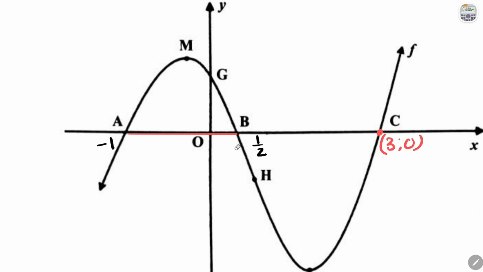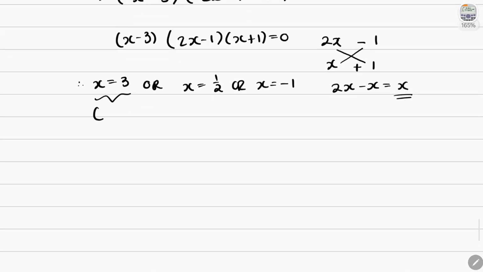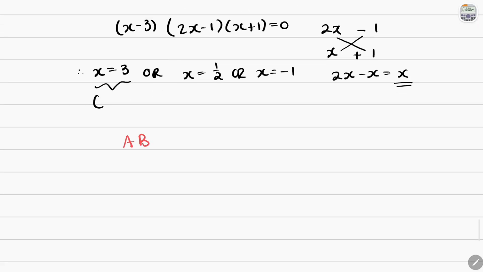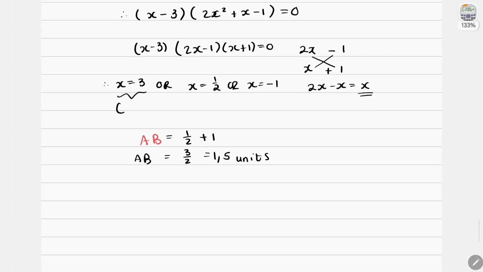You're simply just going to say the highest x value minus the lower x value. Because this is a horizontal line, you don't have to use the distance formula for this. So AB is therefore equal to a half minus -1, which becomes +1, and that is just 3 over 2, or 1.5 if you want to write it like that. And that is our answer. AB is simply 1.5 units. Moving on to the next question.